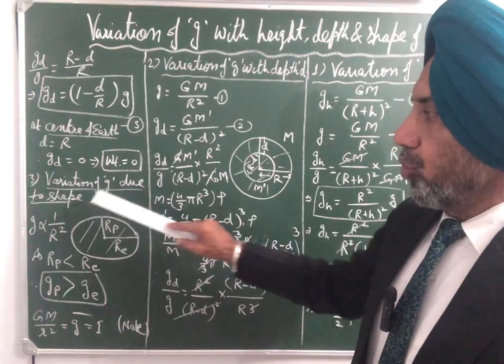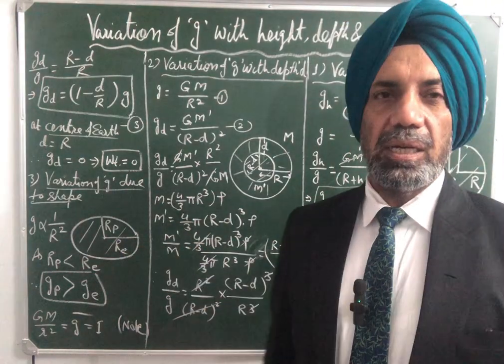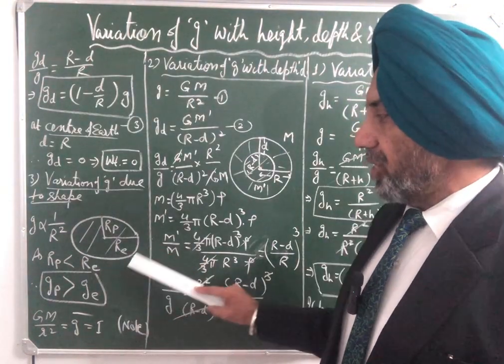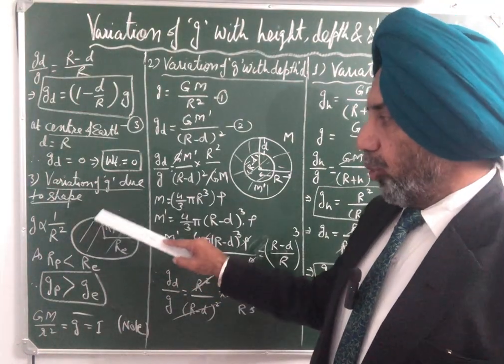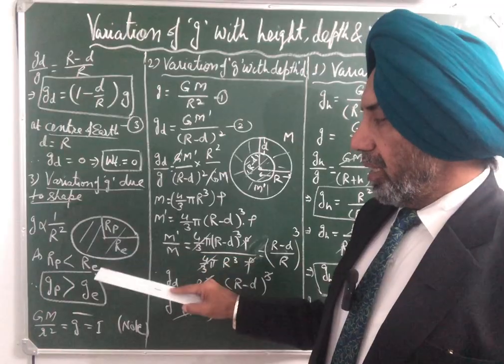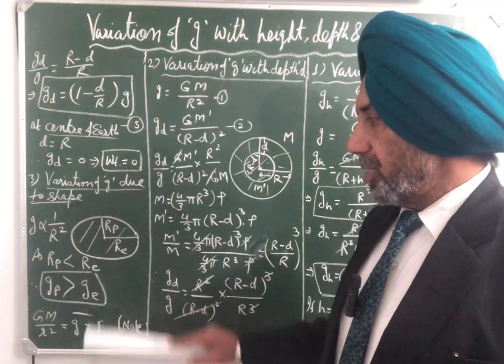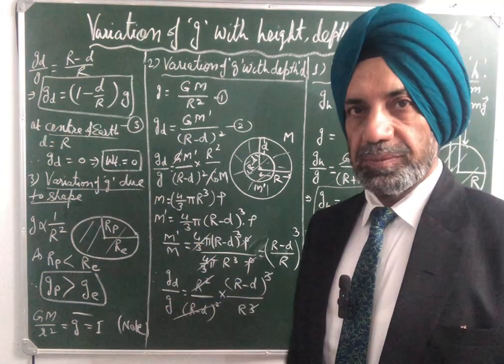Similarly, variation of g due to shape. Because g is inversely proportional to the square of the radius, and since our earth is of elliptical shape, suppose Re is the equatorial radius and Rp is the polar radius. As Rp is less than Re, therefore gp will be greater than ge. It means the value of g is more at the poles than at the equator.